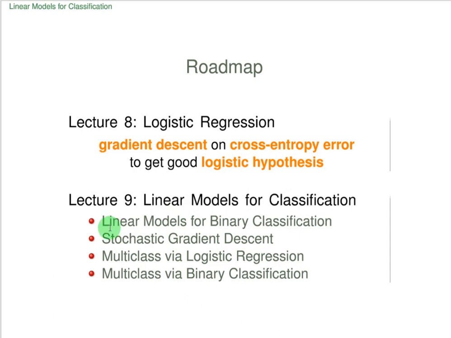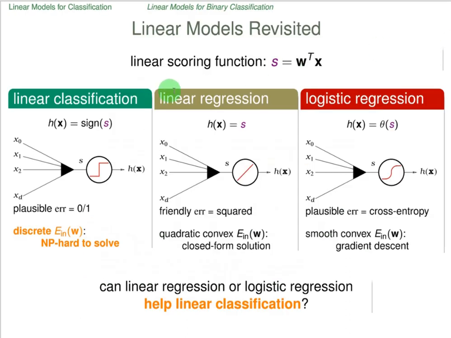First, we will review linear models for binary classification tasks. Second, we will learn about the stochastic gradient descent algorithm, which is a slight extension of the original gradient descent we discussed in the previous class. We will learn about how we can extend binary classification to multi-class classification problems, both for linear regression and binary classification cases. Let's revisit three linear models which use the same scoring function: linear classification, linear regression, and logistic regression.